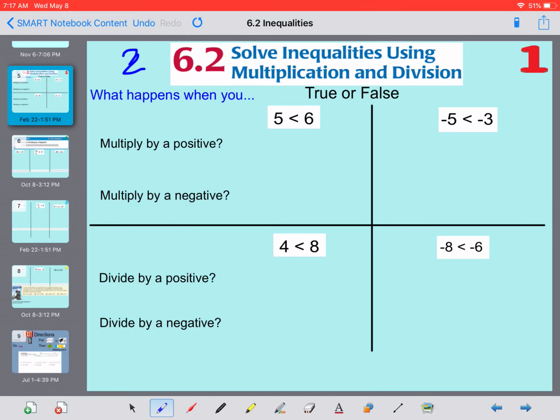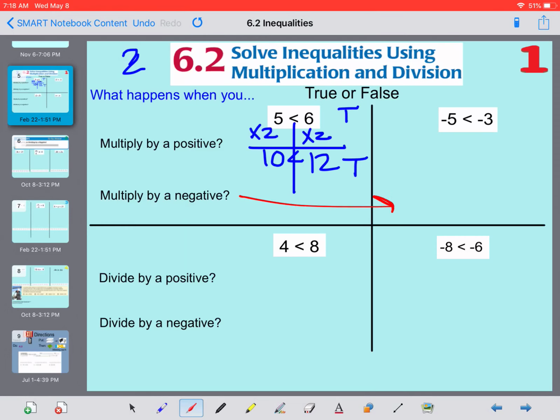So we have the inequality 5 is less than 6, which is true right now. So I'm just going to put a T there, that's true. But if I multiply this by a positive number, so think of this as an equation, if I multiply by 2, I have 10 is less than, oops, 6 times 2 is 12. 10 is less than 12, that is still true.